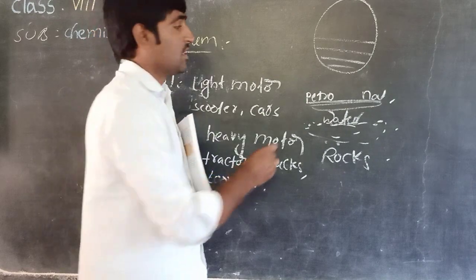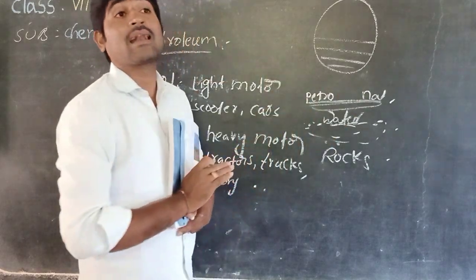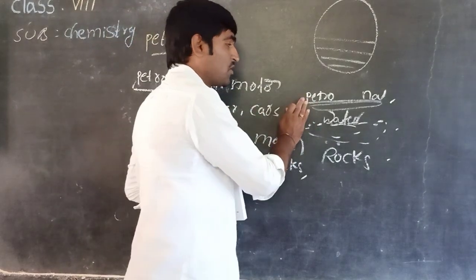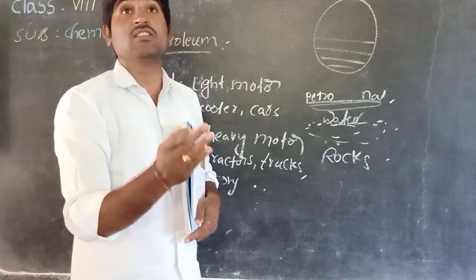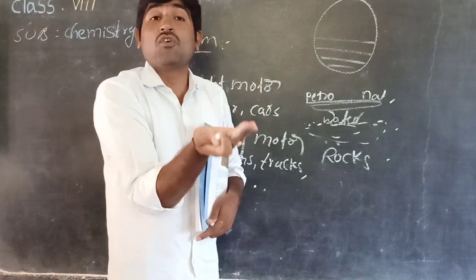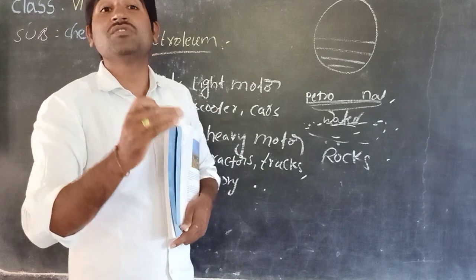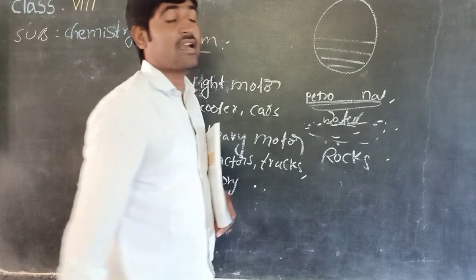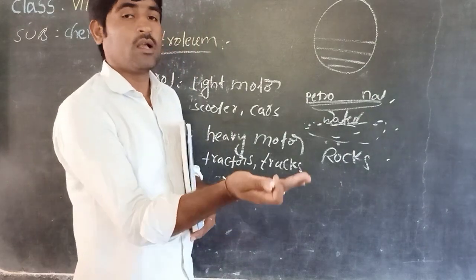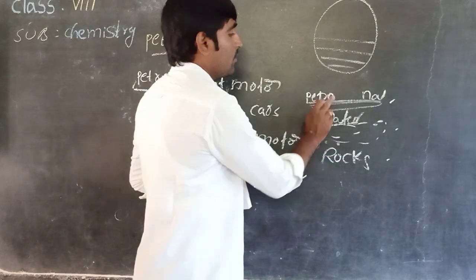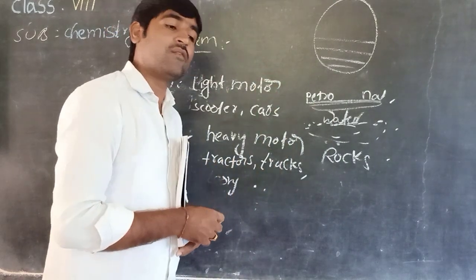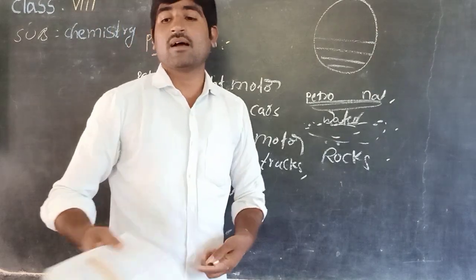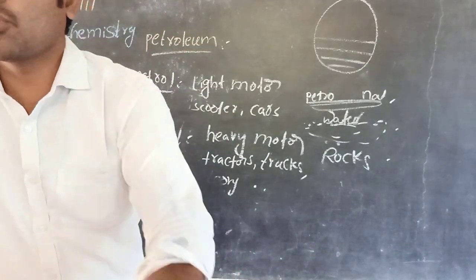Always the petroleum and natural gas are lighter than the water, and they do not mix with each other. Petroleum and natural gas do not mix with water, and they float on the water. Due to this reason, petroleum and natural gas are always available above the water. Understood, children?